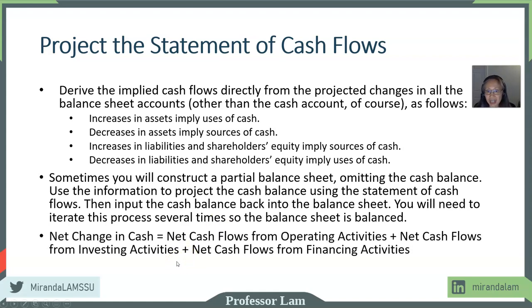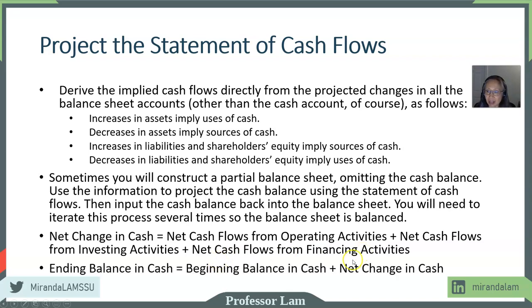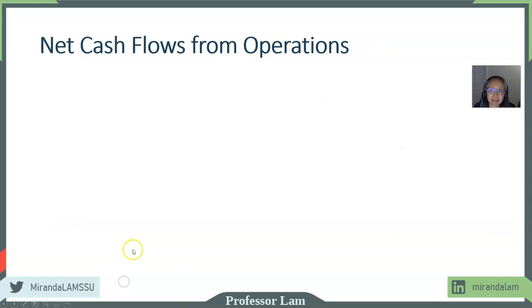The net change in cash is defined as net cash flow from operating activities, plus cash flow from investing activities, plus cash flows from financing activities. Now let's take a look at what constitutes operating activities, investing activities, and financing activities. And of course, the ending cash balance is the beginning cash balance plus the change in cash.